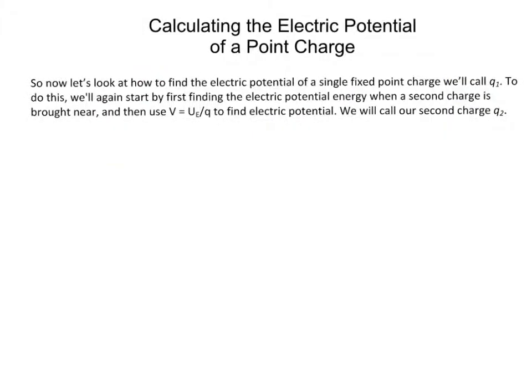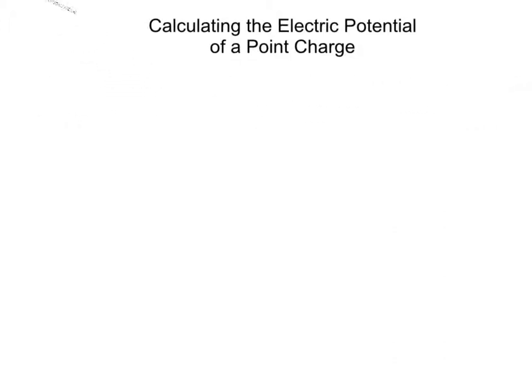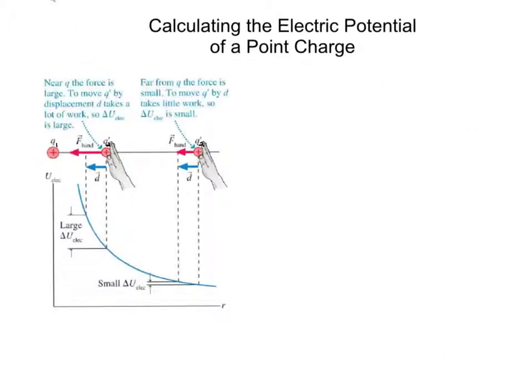So now let's look at how to find the electric potential of a single fixed point charge that we'll call Q1. To do this, we'll again start by first finding the electric potential energy when a second charge is brought near, and then use V equals UE over Q to find the electric potential. We will call our second charge Q2. To begin, we need to calculate the work needed to bring Q2 from a point where the electric potential energy is 0 to some distance away from Q1. We'll call this distance R.